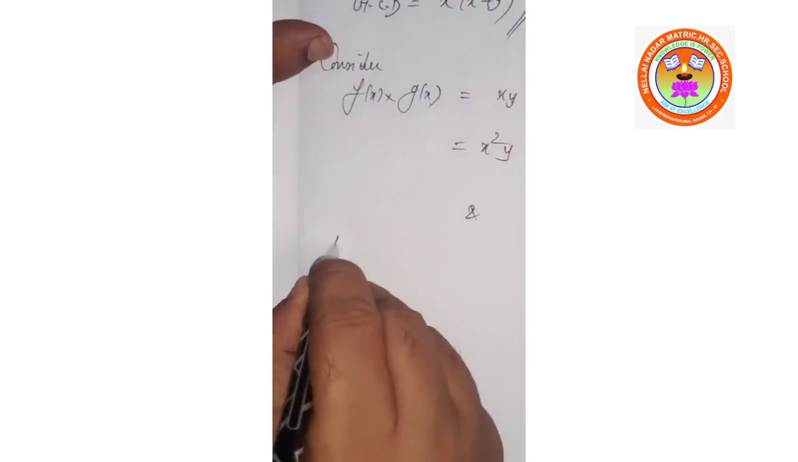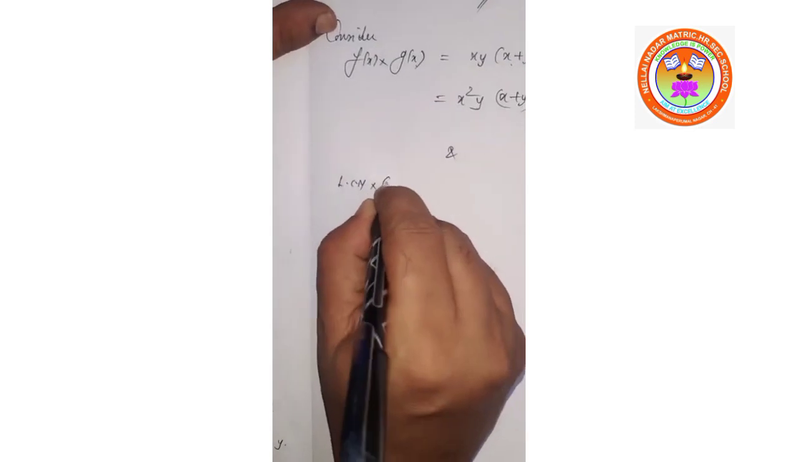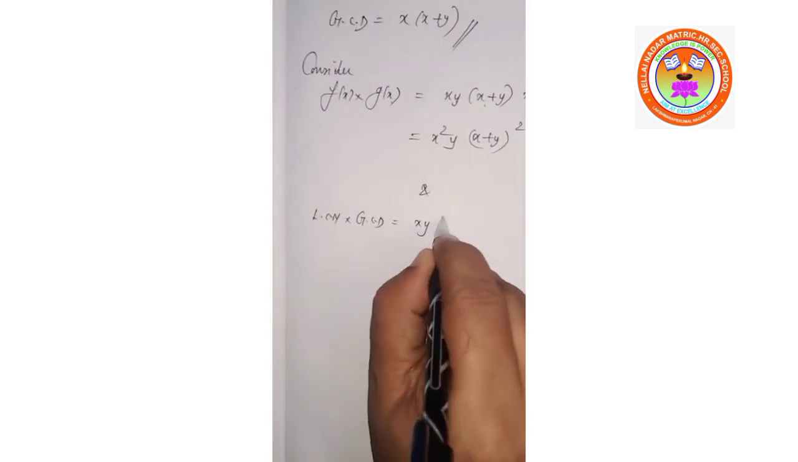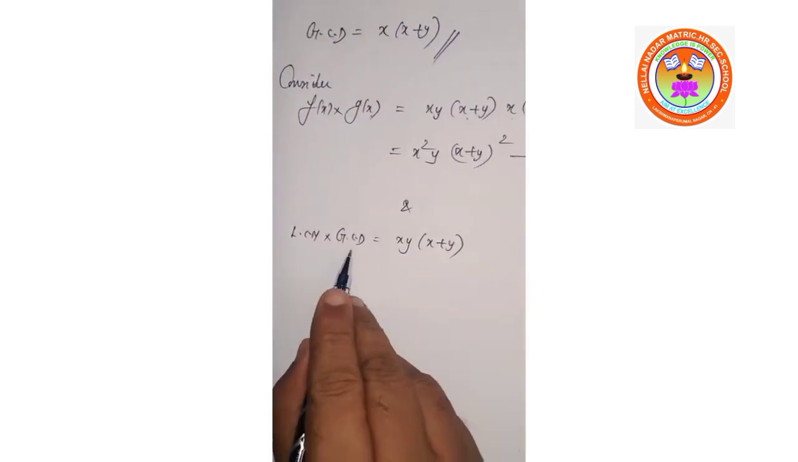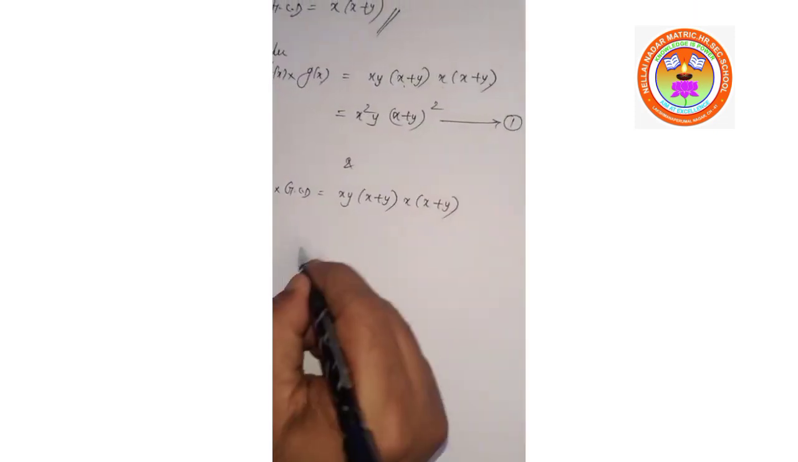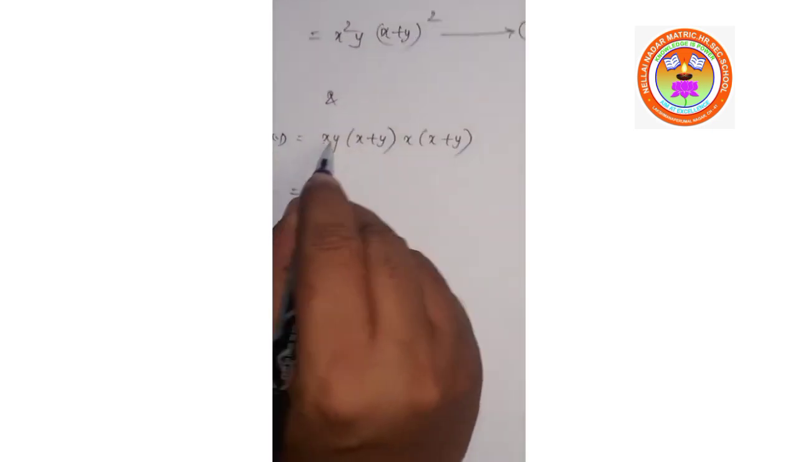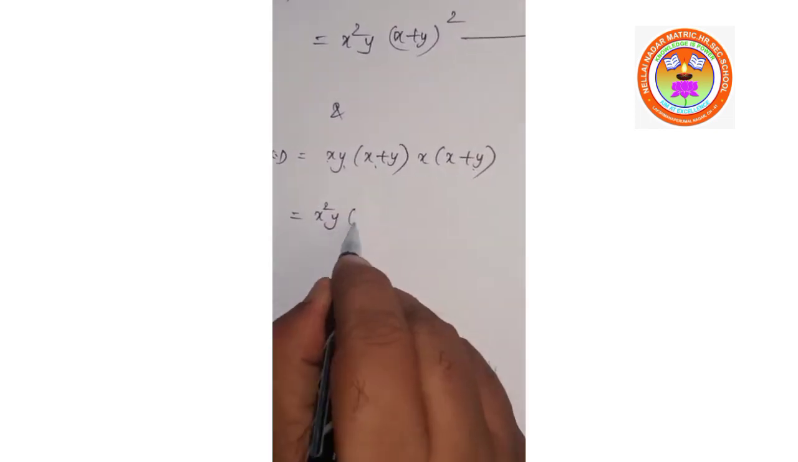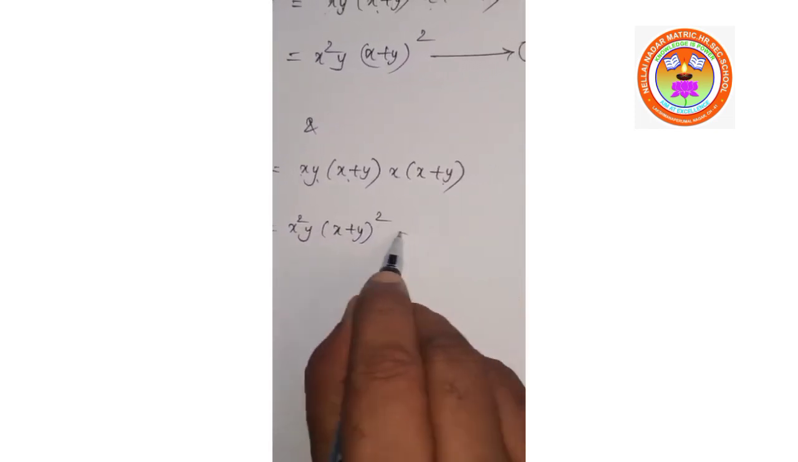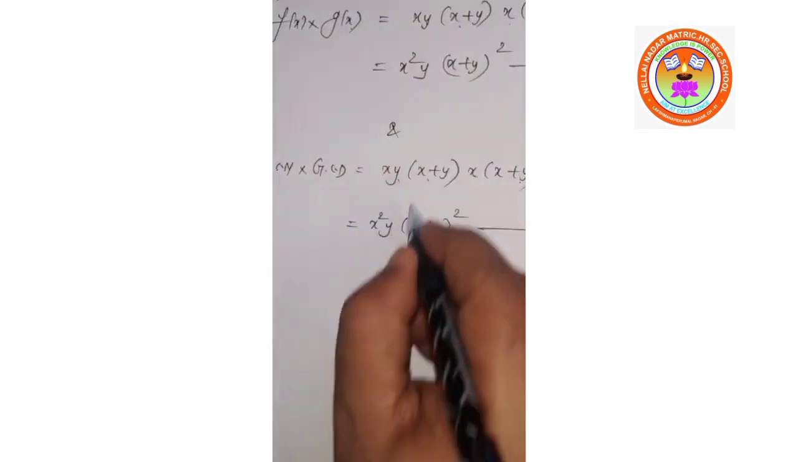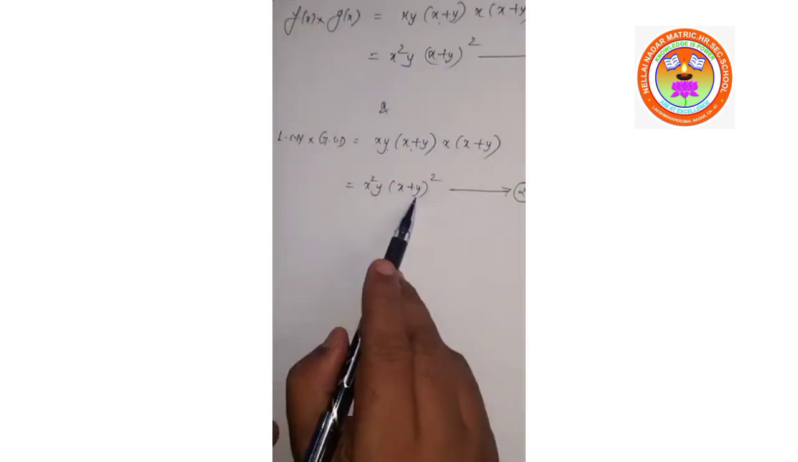And LCM into GCD equals LCM, here it is, xy into x plus y. GCD, here it is, x into x plus y, that is equal to x into x, x squared, y, x plus y into x plus y is x plus y the whole square, that is number 2. Both are the same, correct? x squared y, x plus y the whole square.